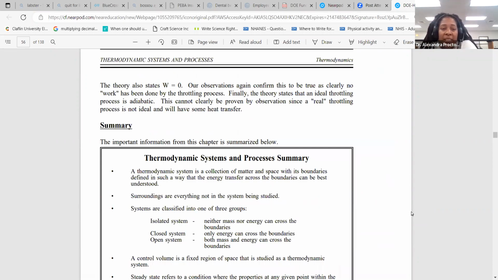The theory also states that work is equal to 0. And our observations again confirm that this is true, as clearly no work has been done by the throttling process. So finally, the theory tells you that ideal throttling is adiabatic. And again, this is not something that you can clearly prove since a real throttling process is not ideal, and you're going to have some heat that is transferred.